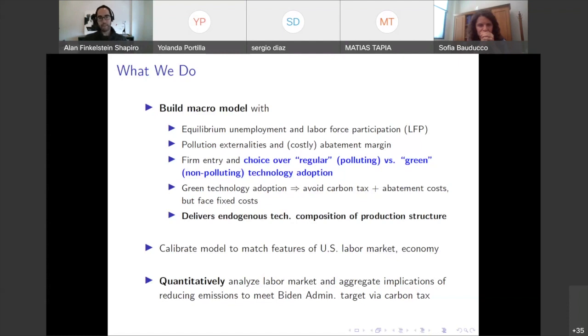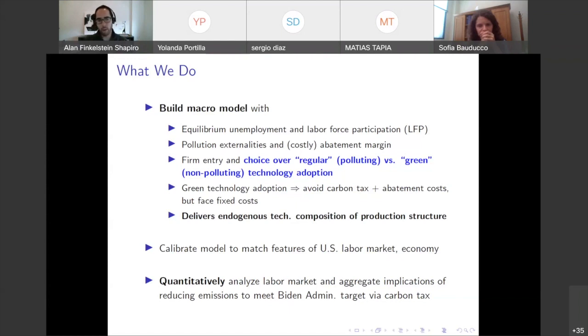What's really nice about this setup is that by having both firm entry and this technology adoption margin, you end up having an endogenous technological composition structure of production. And that's going to be key for some of the results that I'm going to be showing you later on. And I'll be clear about what this endogenous technology composition implies.